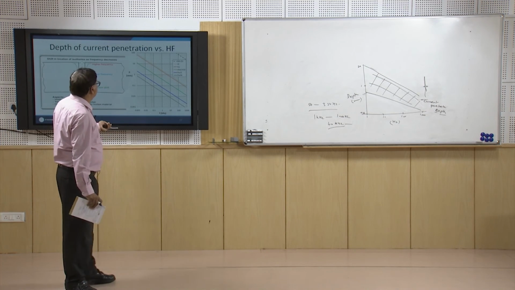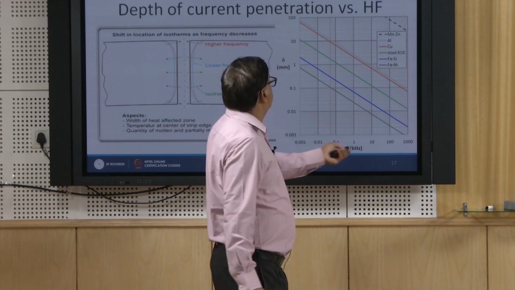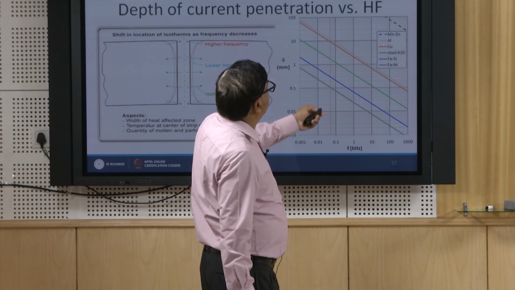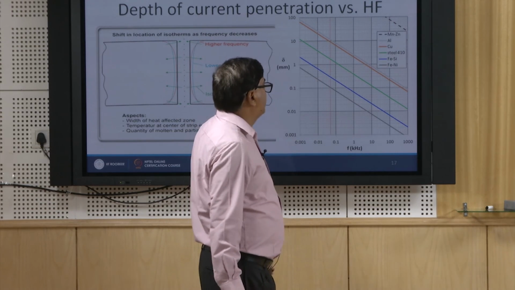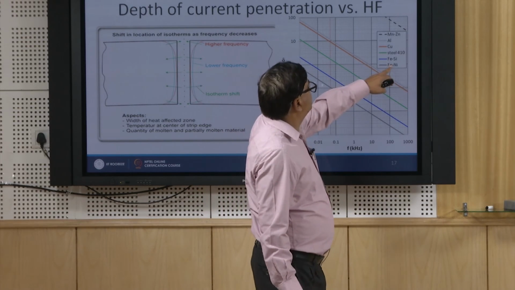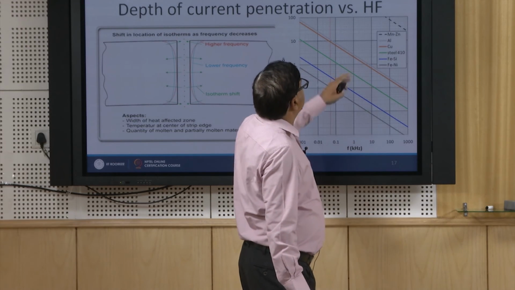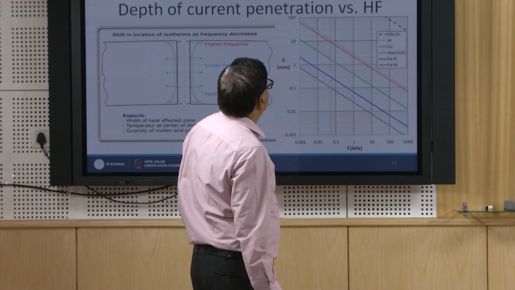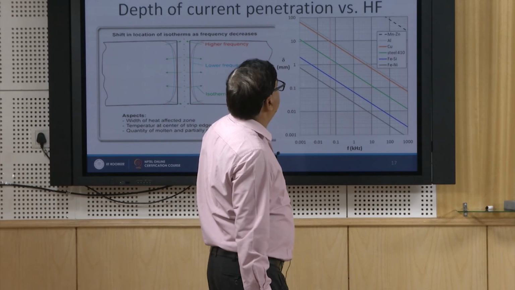And this is what we can see as a function of the frequency of the current: the depth of penetration decreases rapidly, and for the different metal systems, of course, the decrease is different. That is what we can see here in this diagram. This line corresponds to the iron nickel systems and iron silicon systems, and for aluminum and copper, the decrease in depth of penetration is somewhat lesser.